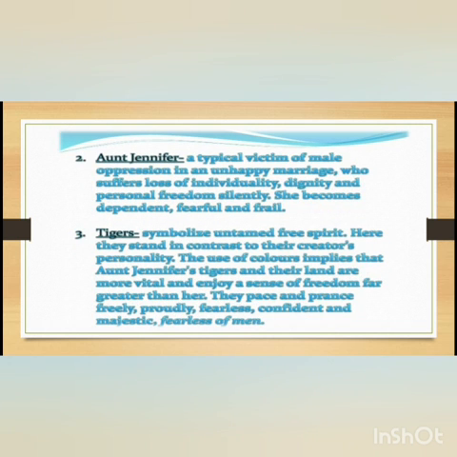Aunt Jennifer herself is a symbol, and she is a typical victim of male oppression in an unhappy marriage, who suffers loss of individuality, dignity, and personal freedom silently. She becomes dependent, fearful, and frail.